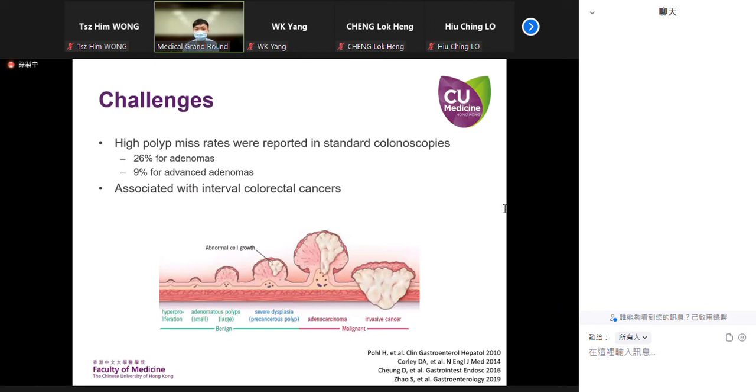And this kind of missed polyp is associated with interval colorectal cancer. The diagram here is the adenoma carcinoma sequence that I'm sure you are very familiar with. And by just missing one to two small polyps, it can already have great effects on the surveillance interval of a patient. And in that case, a patient may come back during the interval period with a colorectal cancer, which is definitely unwanted.